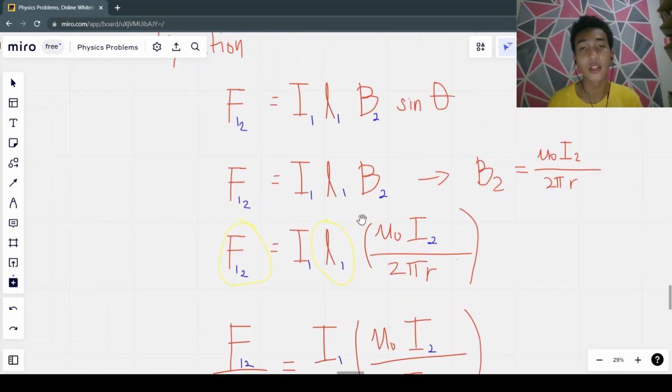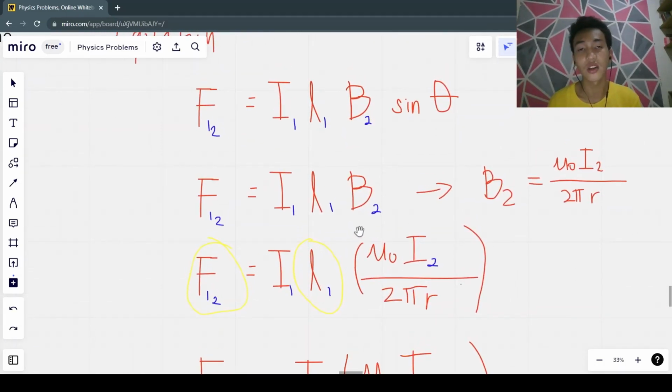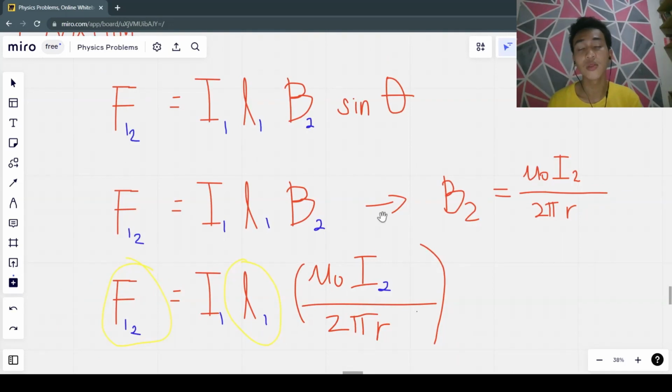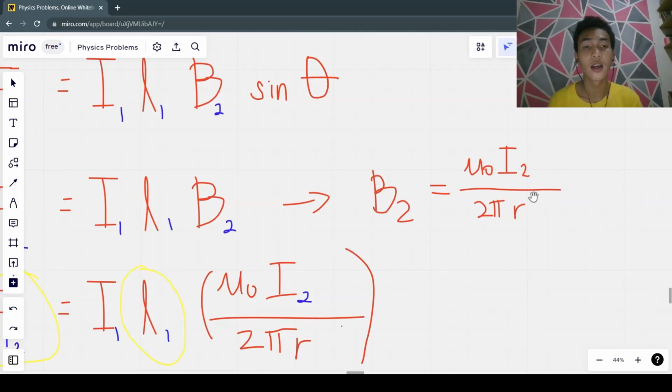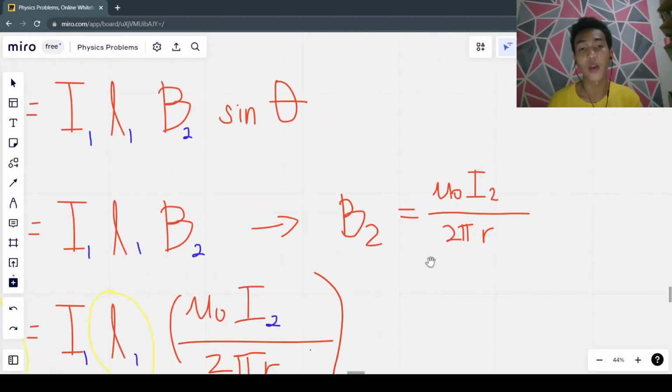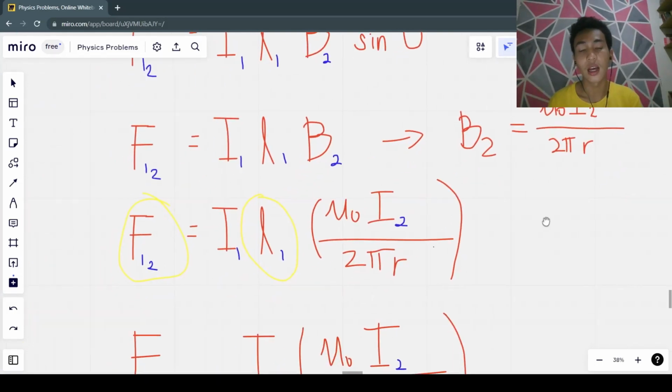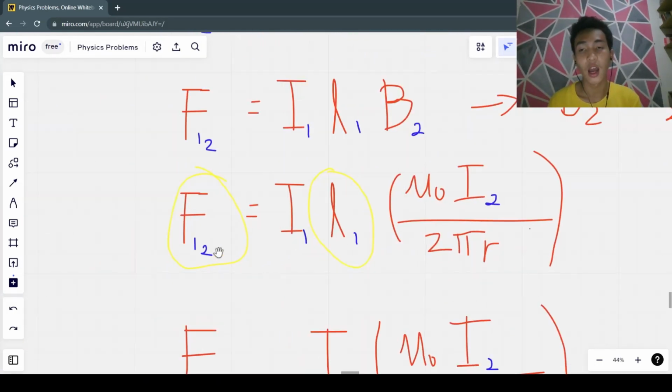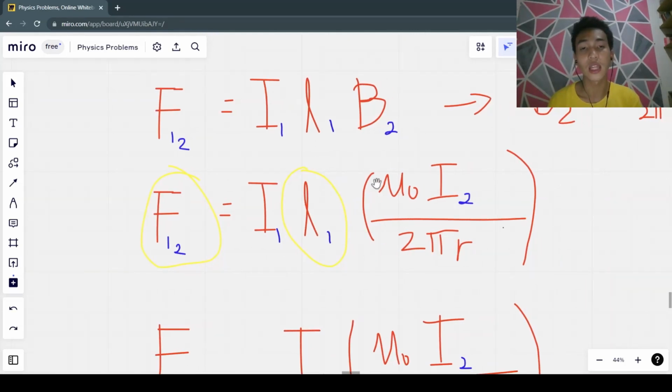So since given yung isang current which is the current of wire 2, ang gagawin natin is substitute na naman natin yung formula ng magnetic field of wire 2 para makuha natin yung variable na current of wire 2. So with that, substitute na natin. So we have here force acting on wire 1 created by the magnetic field of wire 2 is equal to the current of wire 1 times the length of the wire 1 times permeability of free space times the current of wire 2 all over 2 pi r.